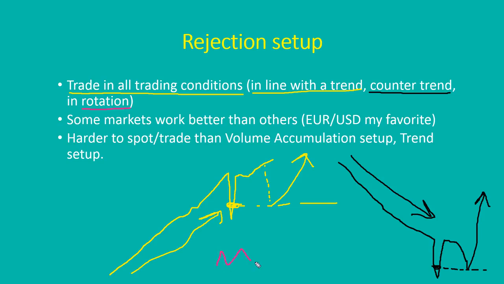So when there is a rotation and there is, for example, a rejection of higher prices, then you enter your short in here from the place where the volumes were the heaviest, short like that. Or if there is a rejection of lower prices in the rotation, like this, then you go long from there. Alright, so this is a big advantage of the rejection setup. Then you can trade it in all market conditions, rotation, trend or counter trend.